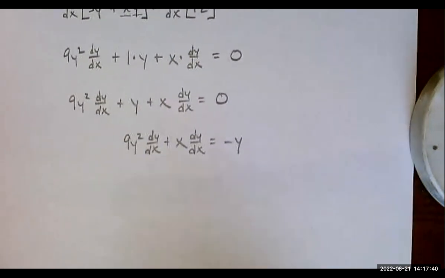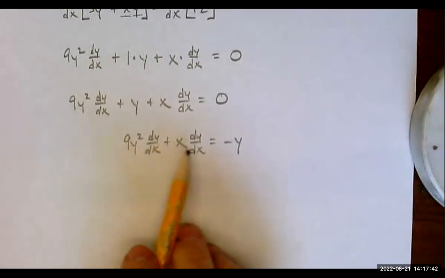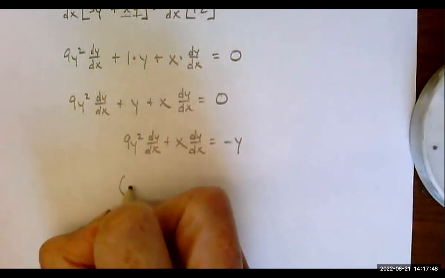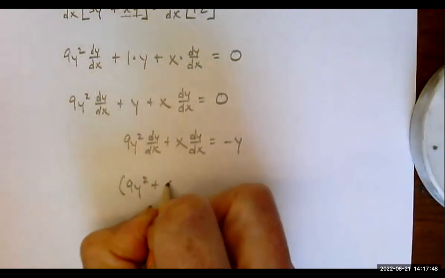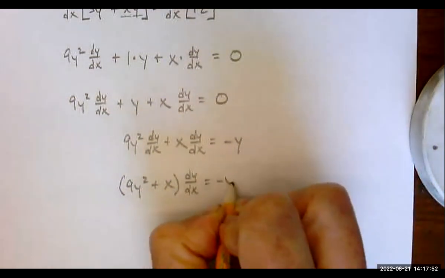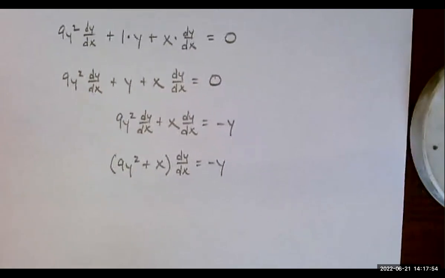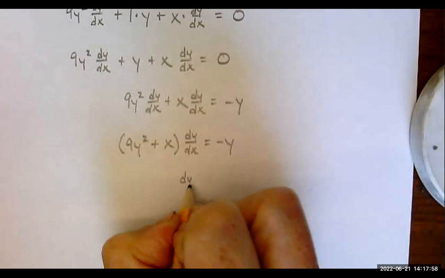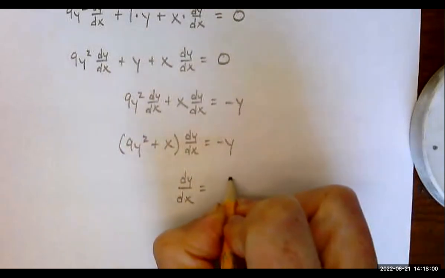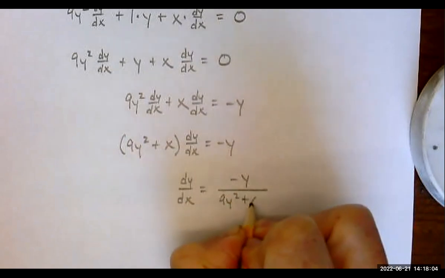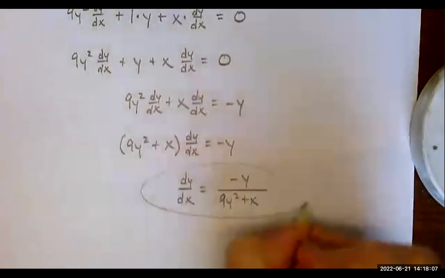Why are we doing that? So now these two terms, we can factor out the dy over dx. Why would we want to factor it? Well, now we can divide by what's in these parentheses, and we got it. Negative y over 9y squared plus x. There it is.